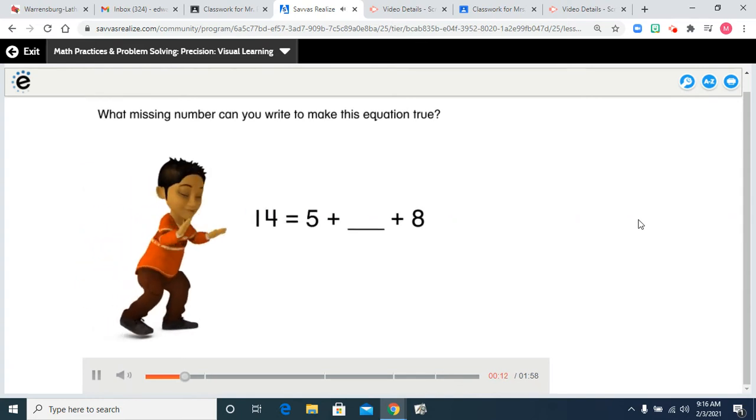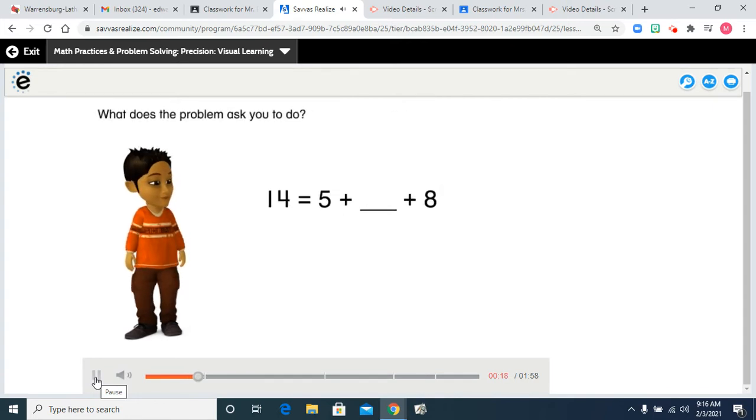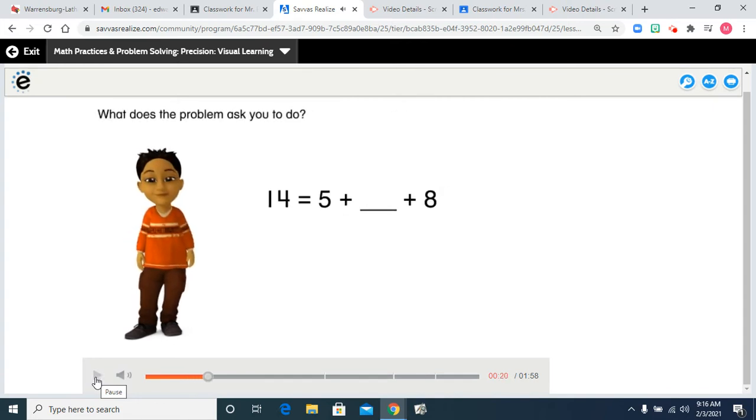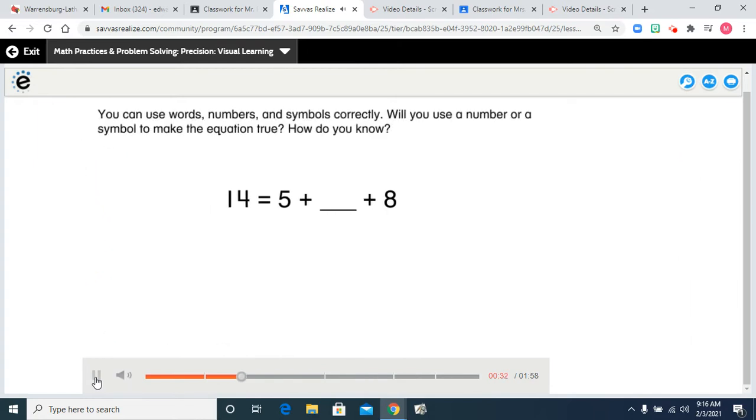What missing number can you write to make this equation true? What does the problem ask you to do? You must find the missing number that will make the equation true. How can you be precise as you solve this problem? You can use words, numbers, and symbols correctly. Will you use a number or a symbol to make the equation true? How do you know? You will use a number since there is a plus sign before and after the blank.